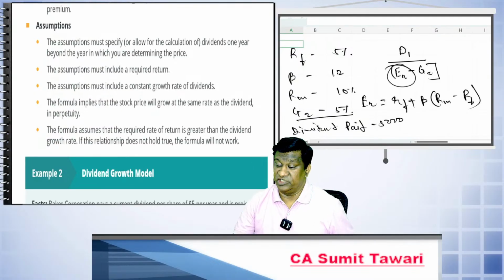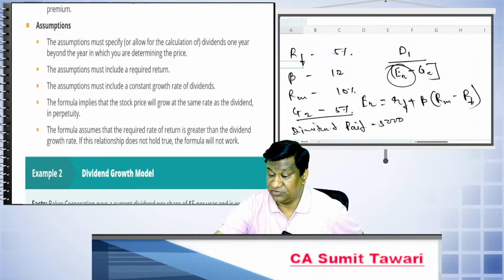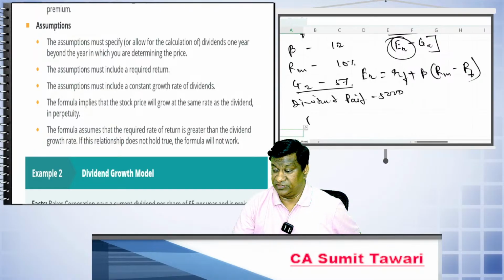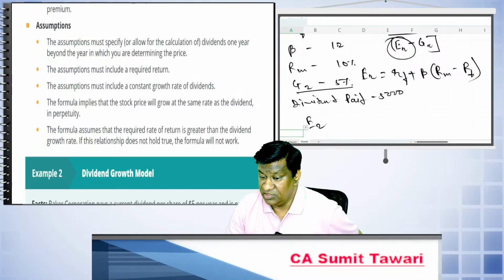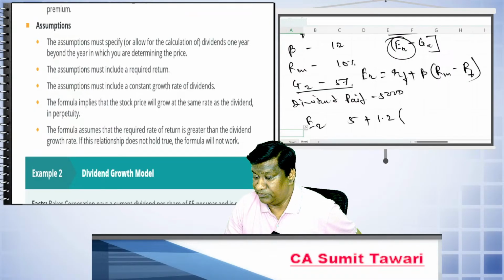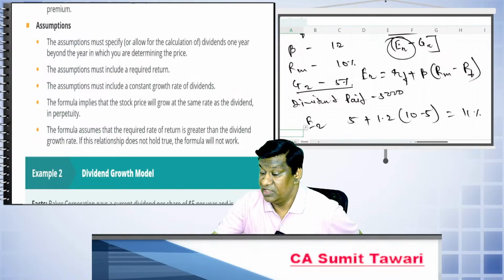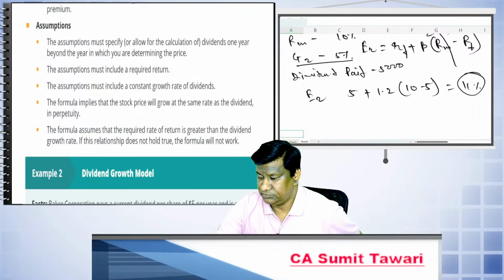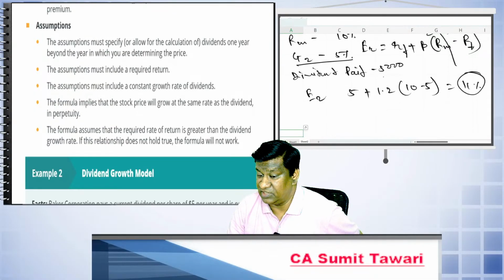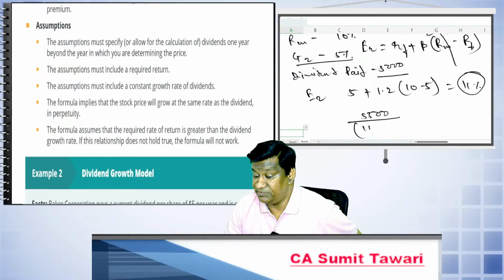So sometimes you may get a question like this. If I start to calculate, first we need to calculate the expected rate of return. How are we going to calculate? Risk-free rate of return is 5% plus 1.2 multiplied by 10 minus 5, which we already saw, it comes to 11%. Then this 11% you need to apply in the dividend growth model. So 5,000 they gave as the last dividend paid. So D1 is basically 5,500. They have not given the expected dividend. Divided by 11% minus growth rate 5%.